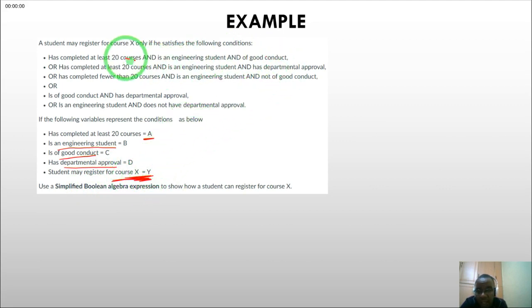So we can then express these conditions, which are expressed in AND operation, as follows. This is A, because has completed at least 20 courses. B is an engineering student, and C is of good conduct. The first condition may therefore be expressed as A and B and C, because this is an AND operation. And the others follow the same way: A, B, and D. The last one, the one we are filling in, has departmental approval, which is D.